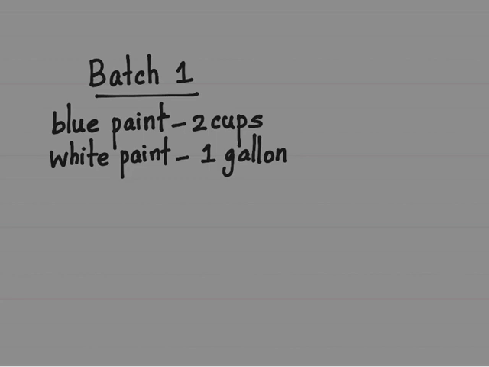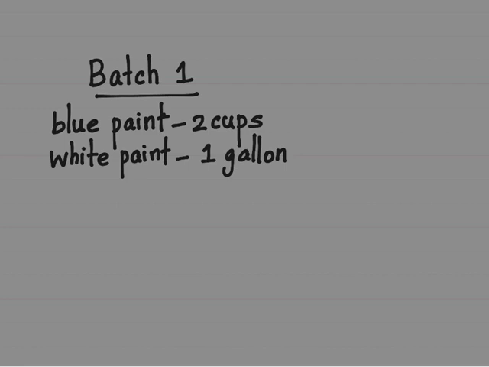So now let's see, in batch 1 there is some quantity of paint. Blue paint 2 cups and white paint 1 gallon. 1 gallon of white paint means 16 cups of white paint.